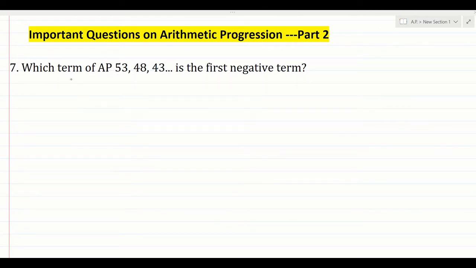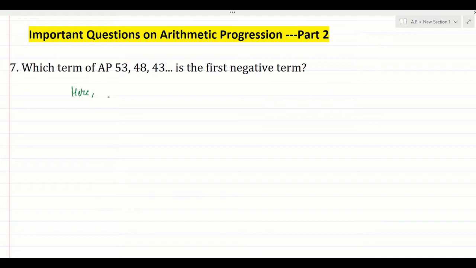Hi, let's continue our discussion on important questions on arithmetic progression part 2. Our first question, question number 7. Which term of AP 53, 48, 43 is the first negative term? So here we are provided an AP.